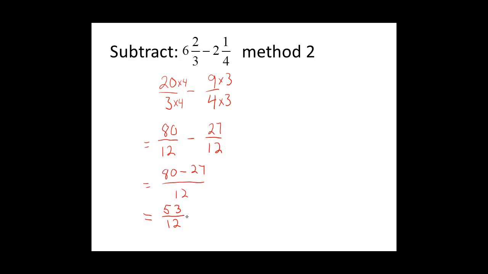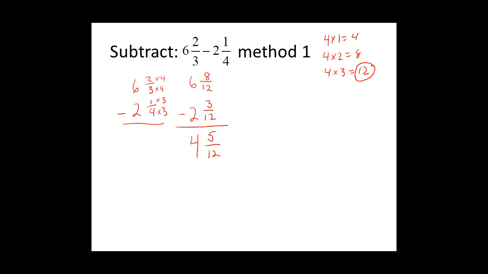To change it to a mixed number, we put the 53, the numerator, in under the division symbol and divide by 12. 4 times 12 is equal to 48, and we will subtract and get 5. So our remainder is our numerator, and what we divided by is our denominator. So this, as a mixed number, is 4 and 5/12. This is the same answer we got when we did it method 1. 4 and 5/12.